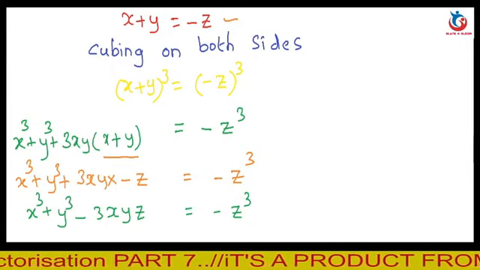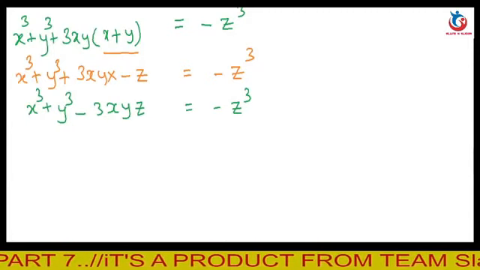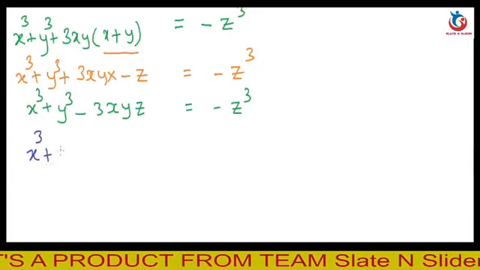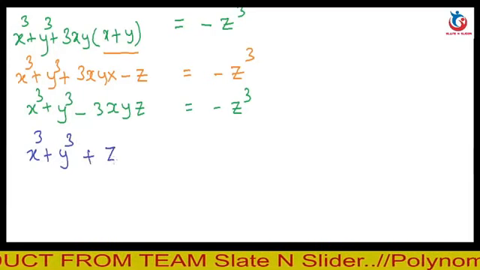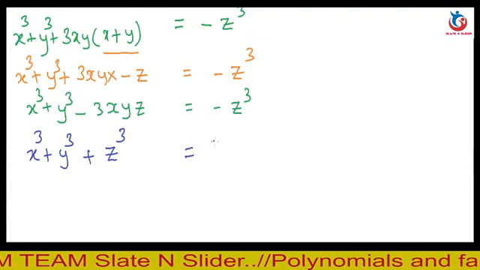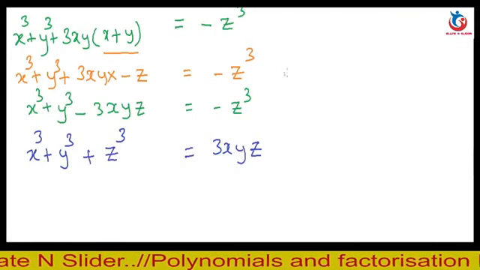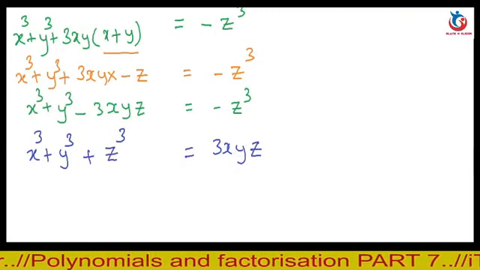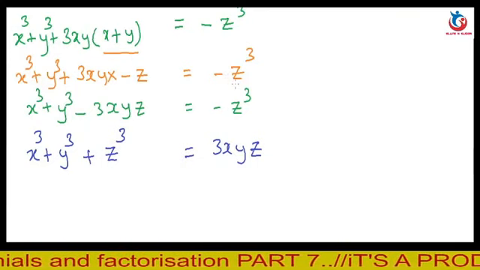Guess the next step. Yes, the next step is what to guess, that one only. So x³ + y³, and bring this −z³ to left side, will become + z³. That is equal to, when −3xyz comes to another side, it will become 3xyz. Actually, this is also one important bit, which is frequently asked in the examinations.